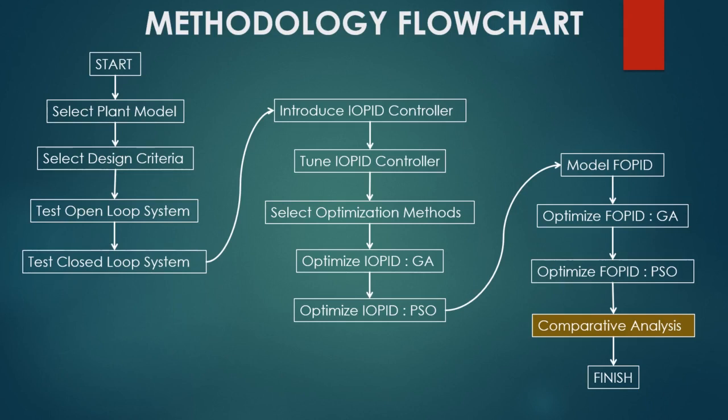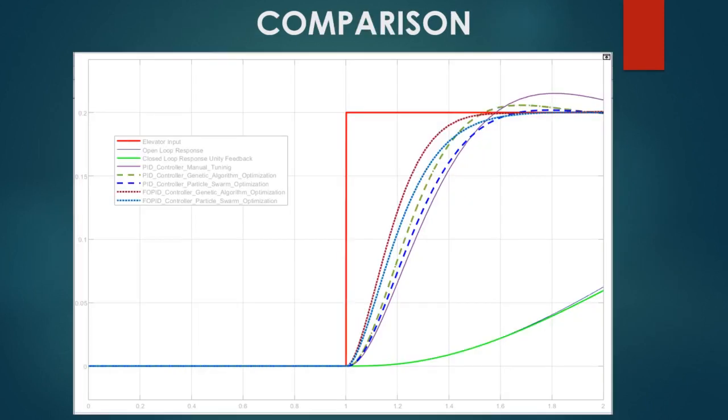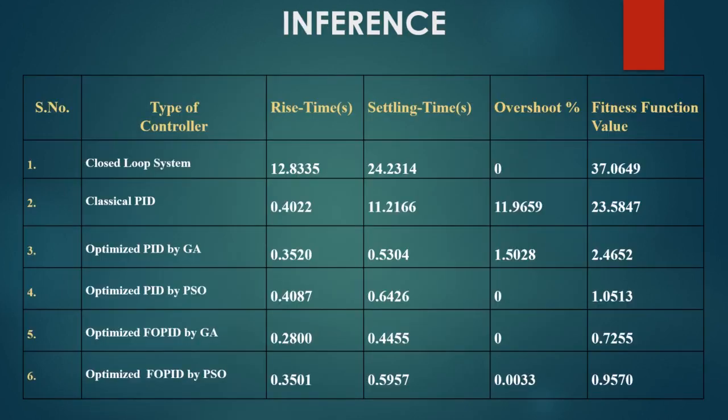The next step is to do a comparative analysis between all the types of controllers that we have used in this research analysis. And we can see from this graph that the fractional order PID controllers are able to outperform the integer order PID controllers by a substantial margin. So we can see how our fitness value decreases when we started using better and better optimization methods, and it improved even further when we used fractional order PID controllers.